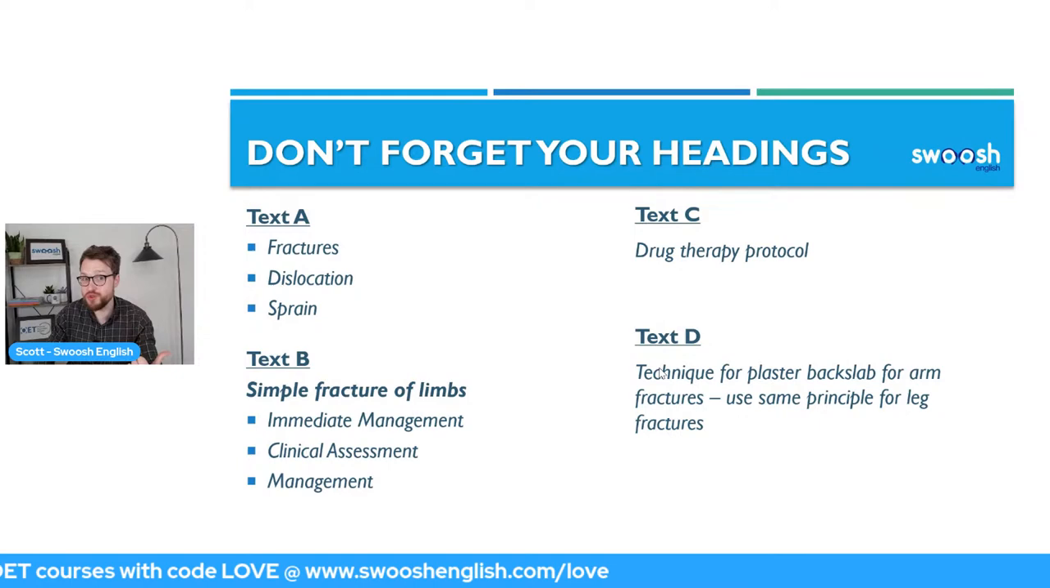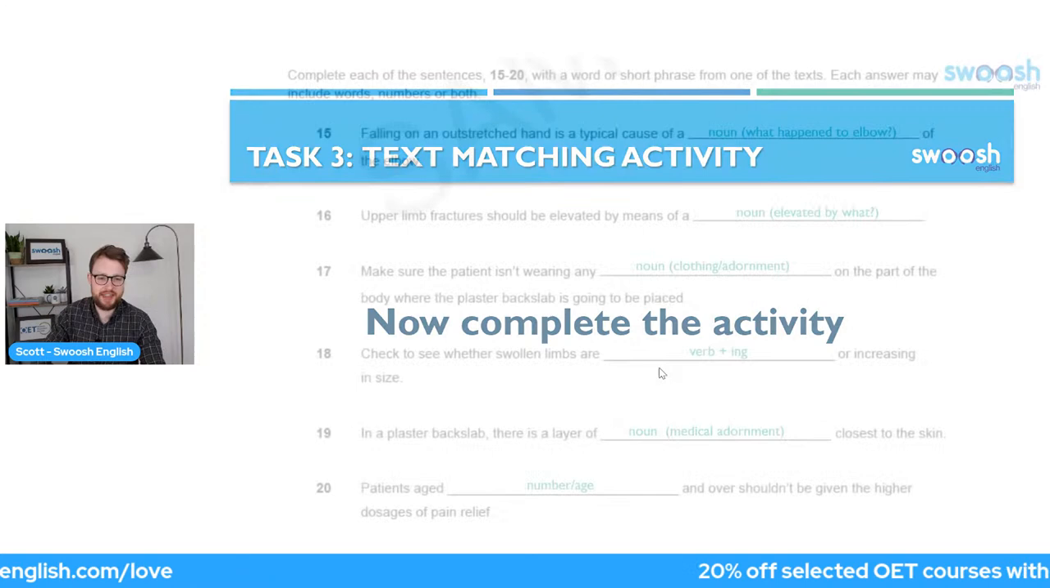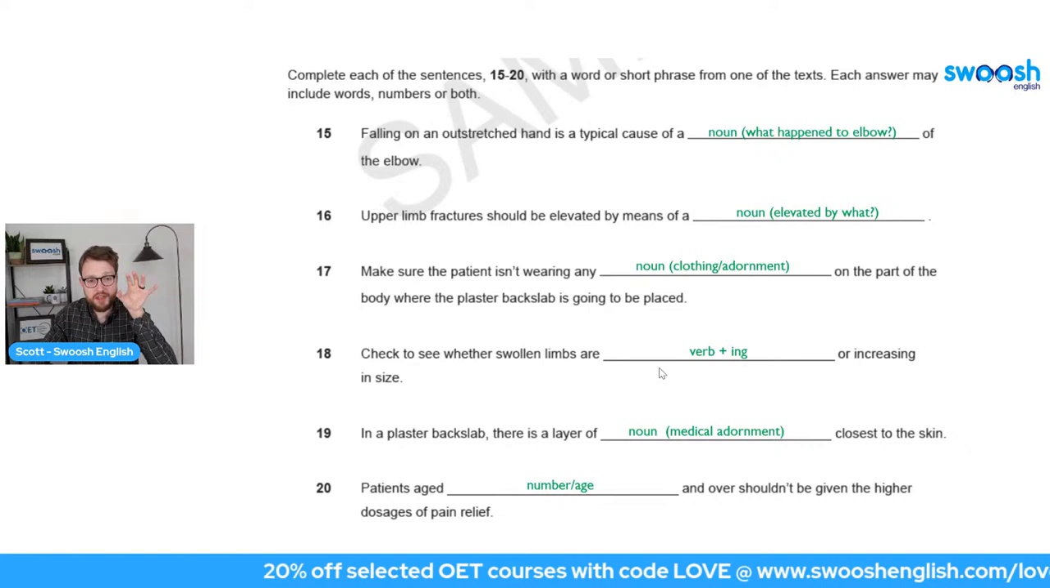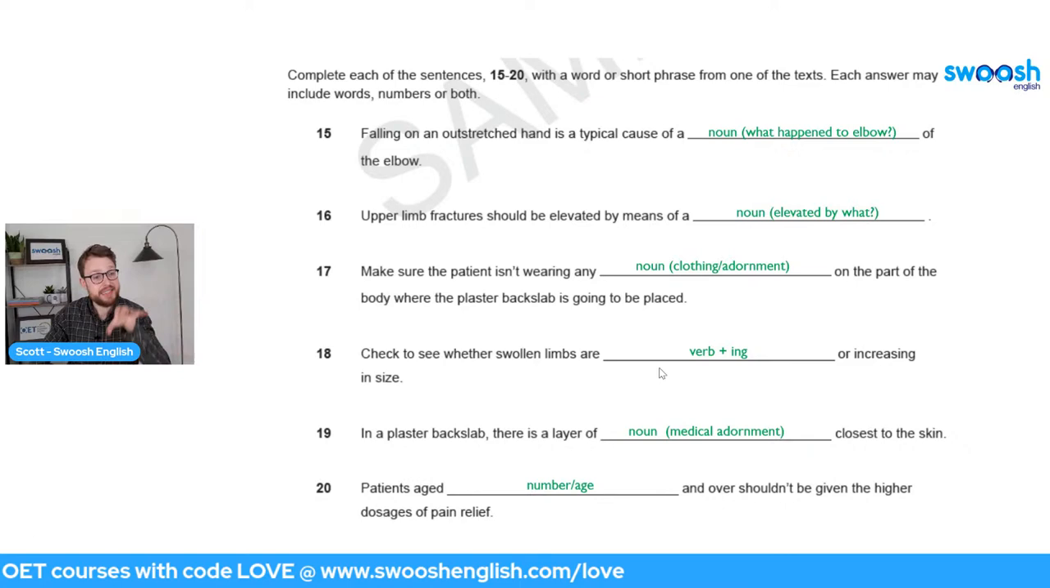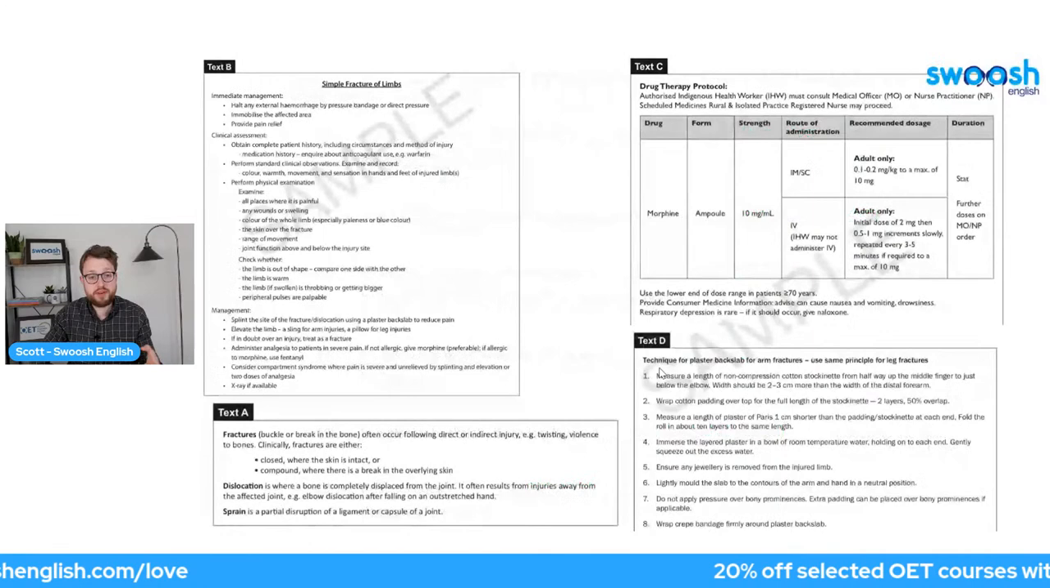Now, guys, let's complete the activity together. So don't forget that you have your nouns and your verbs and your numbers and age. We've already identified these as the potential words that we're looking for. Make sure you take a note of these, okay? I'm now going to bring the texts up on the screen. Now I can only keep one of these on the screen.